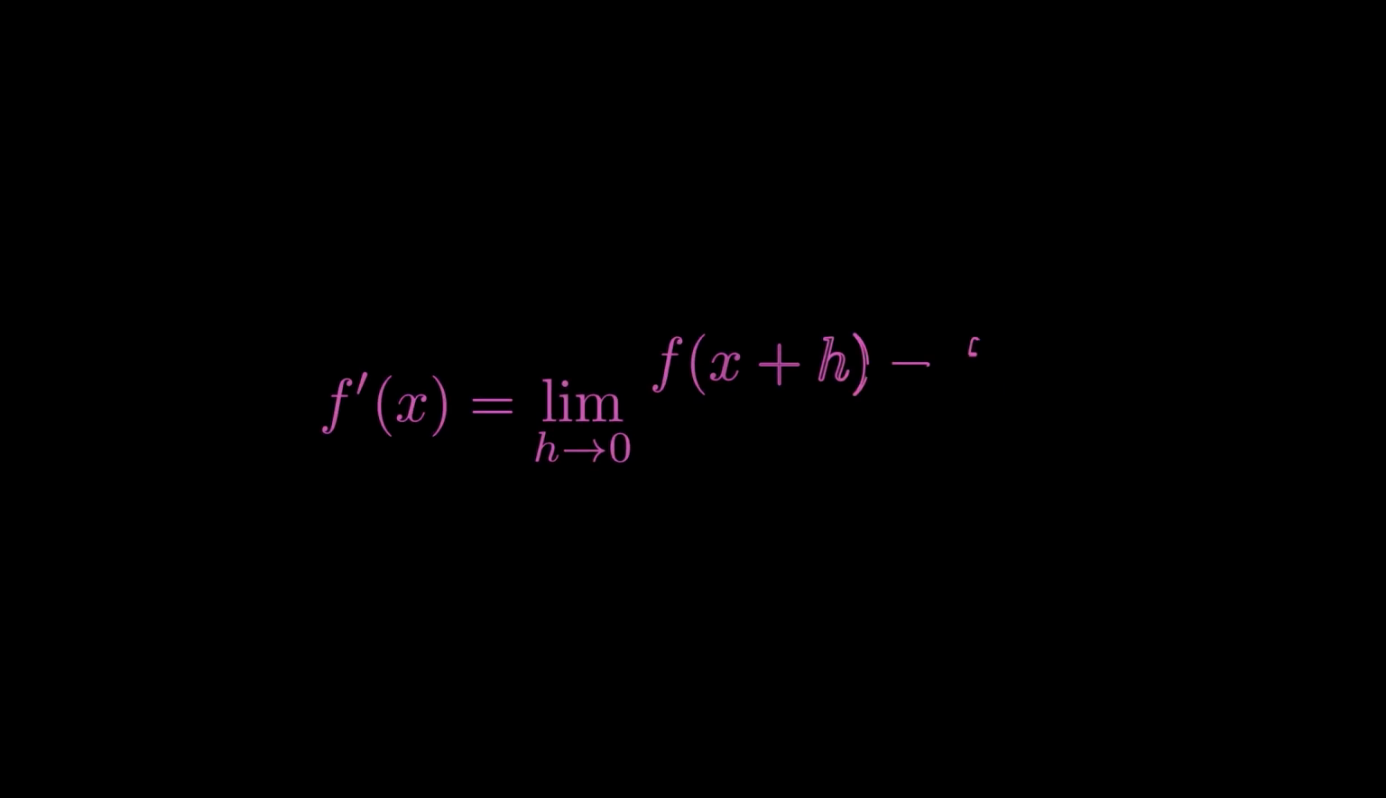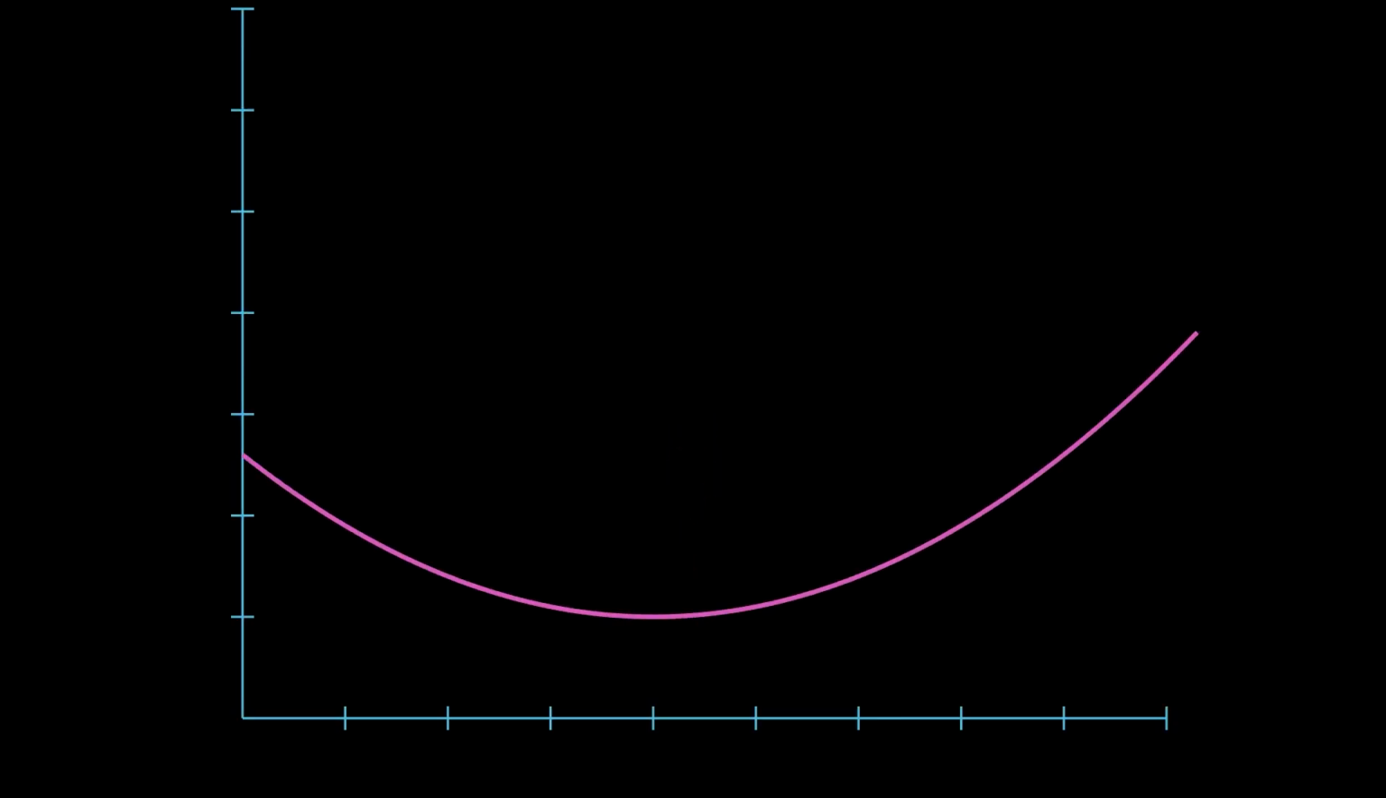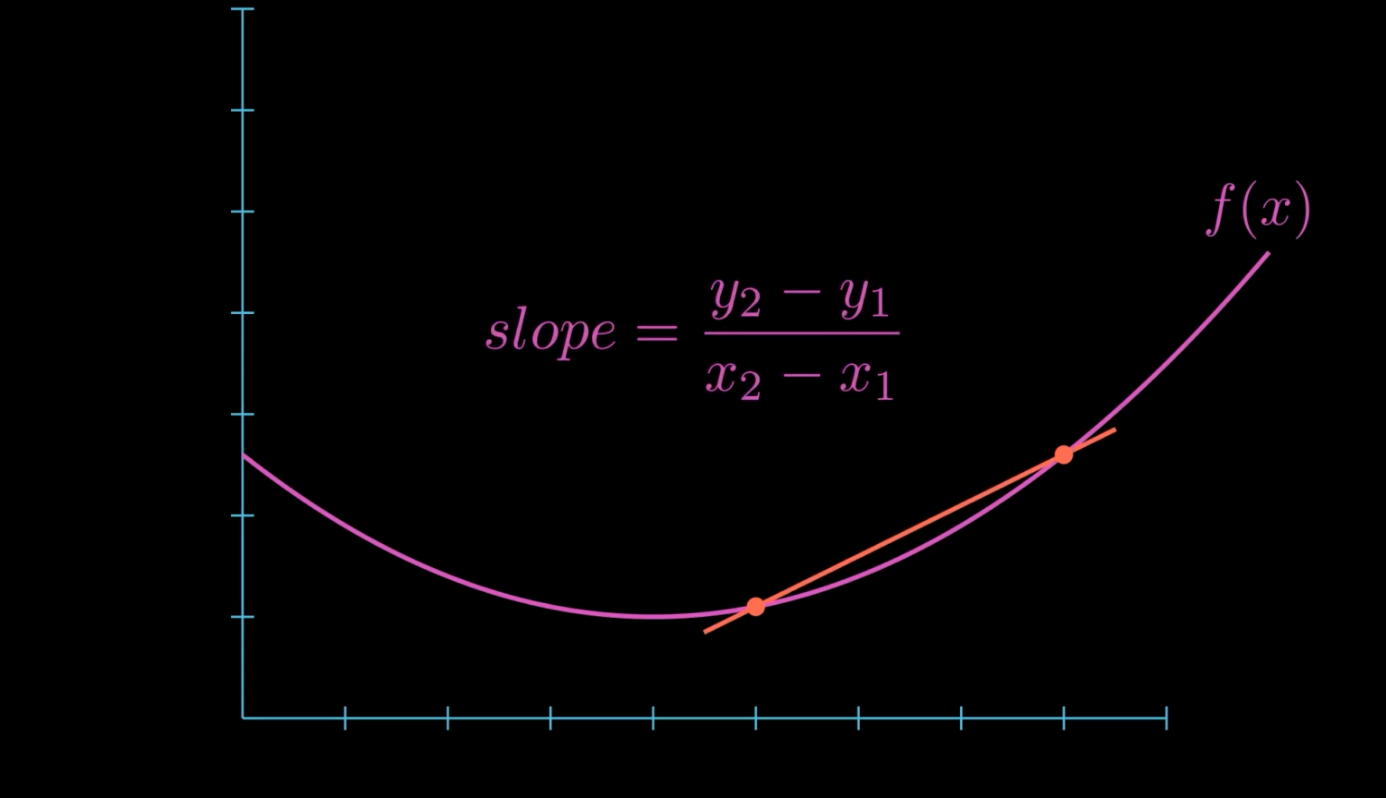This is the definition of the derivative. What does this even mean? Let me explain. We draw a function and call it f of x. If we place 2 points on this curve, then we can calculate the slope between them as the difference in y values divided by the difference in x values.